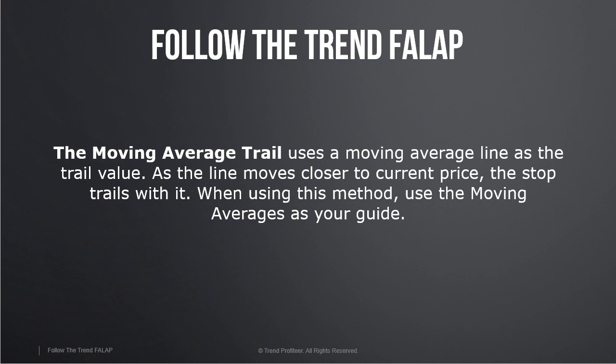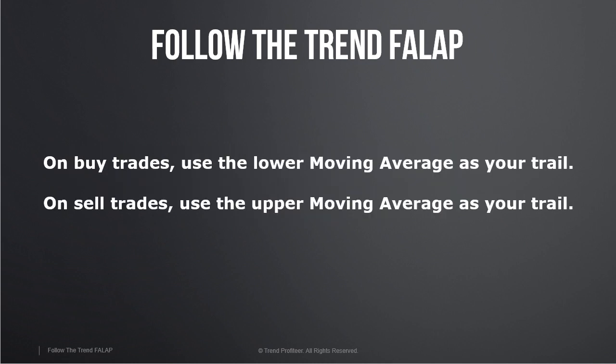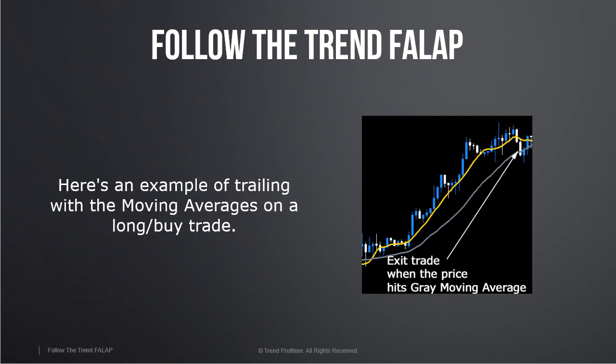When using this method, use the moving averages as your guide. So on buy trades, use the lower moving average as your trail, and on sell trades, use the upper moving average as your trail. So you can use the fast moving average, that would be the gold moving average. But it's your choice at the end of the day, depending on how tight you want to make it or how liberal you want to be with your trailing.